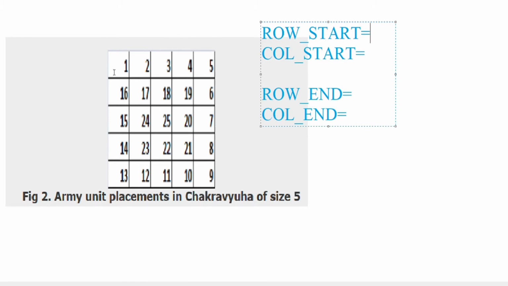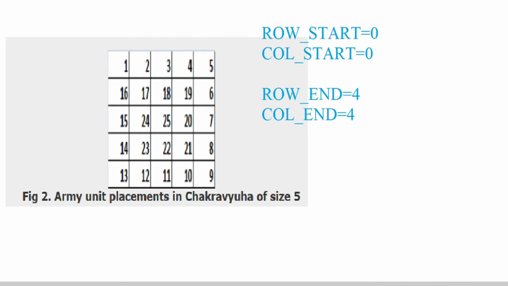My row is starting from 0. What about my column? My column is starting from 0. Where does my row end? My row ends at 4. My column ends at 4, right? I hope you're getting what I'm trying to say.